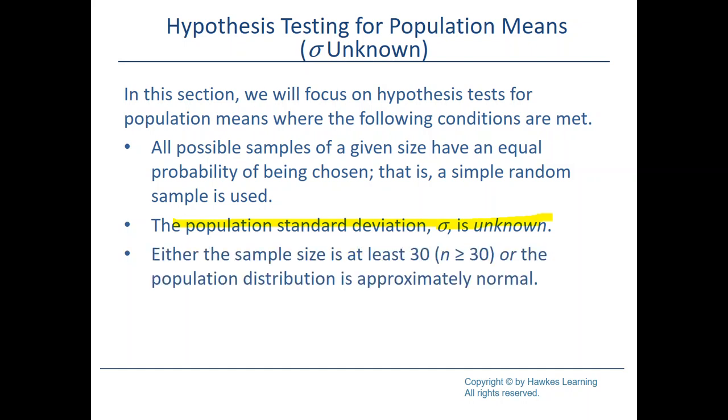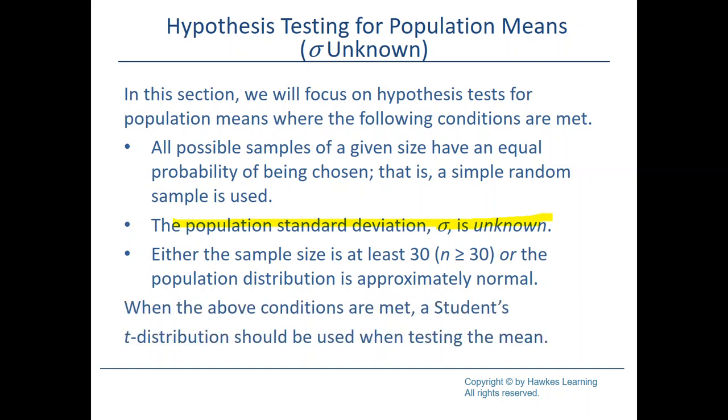Now, the other thing is that in order for me to be able to do this test, our sample size has got to be at least 30 or more, or the population came from something that was approximately normal. This is basically our central limit theorem, meaning that we can apply it so it's going to be a normal shape, unless they told us it was already normal to begin with.